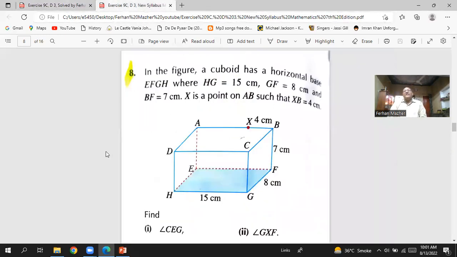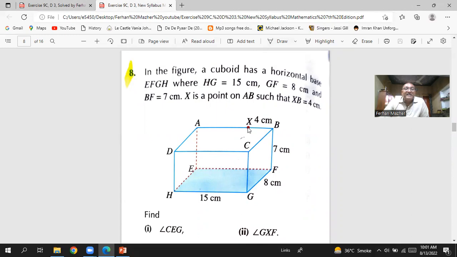In the next part, they want us to find out the GXF angle. So this angle also requires us to do it in 2 or 3 steps. If you look at the triangle GXF, I want to know that GXF angle. So first of all, I need to know how much is the XF.